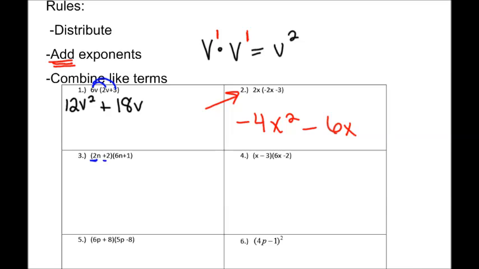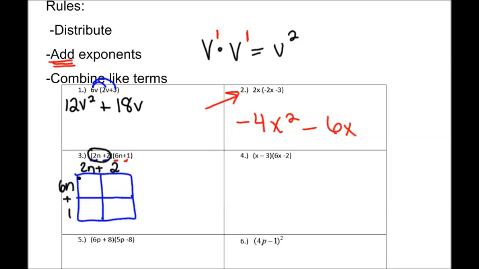How many terms do we see in the first parenthesis? 2. How many do we see in the second parenthesis? 2. So that means my box is going to be a 2 by 2. So I'm going to take this first one right here. I'm going to put 2n plus 2. Going down, I'm going to have 6n plus 1.